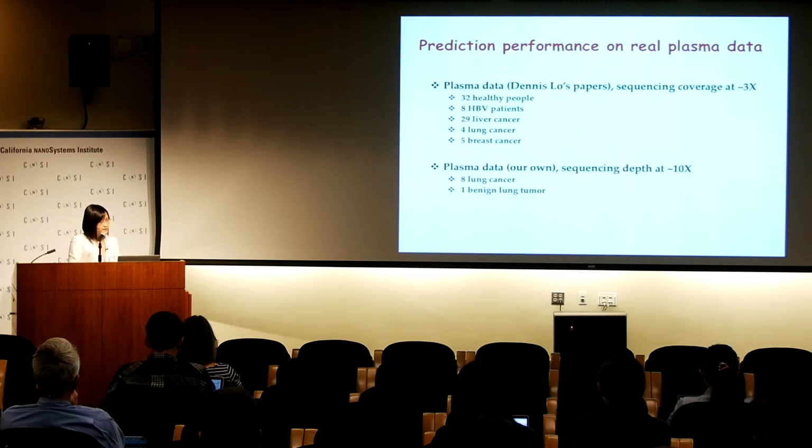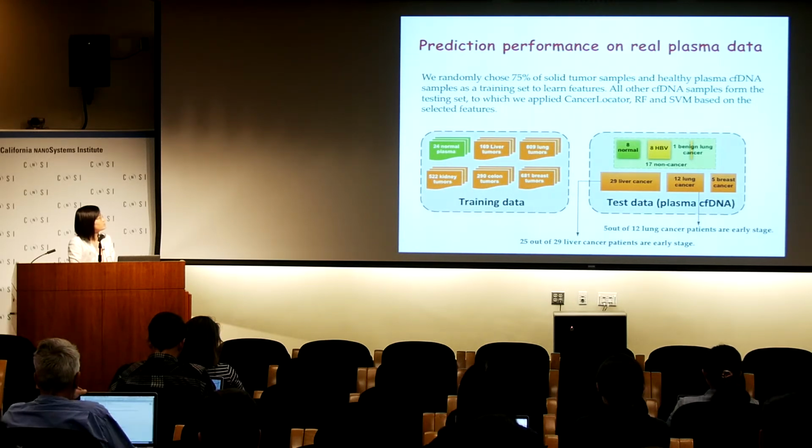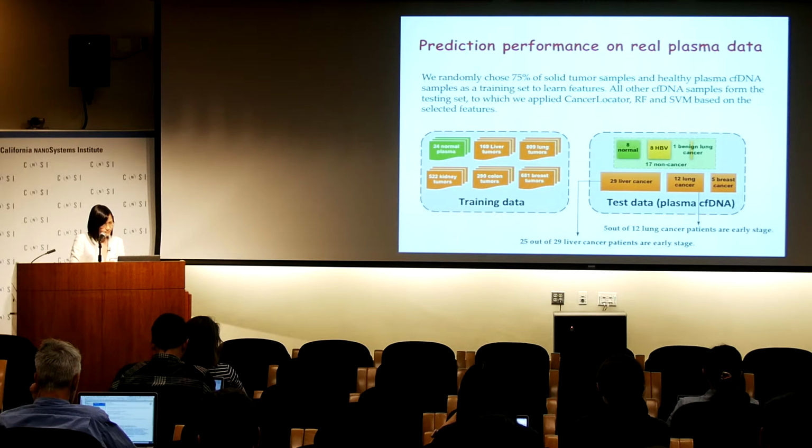So let's see the prediction performance on the real data. We have about 80 real plasma samples, and we also generated our own plasma data on lung cancer. We chose 75% of the solid tumor samples and healthy plasma cfDNA samples as a training set to learn features, and all other cfDNA samples form the testing set, for which we apply the CancerLocator algorithm. We have 25 out of the 29 liver cancer patients who are early stage, and 5 out of 12 lung cancer patients who are early stage.